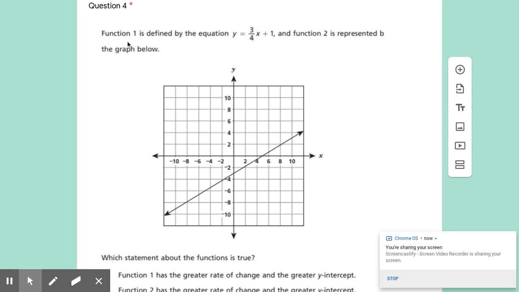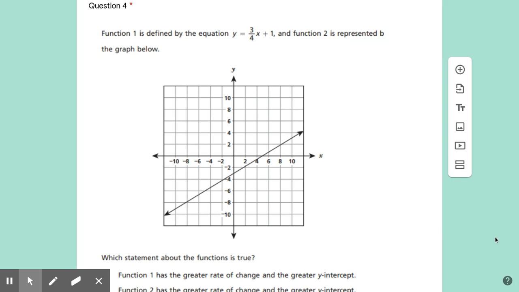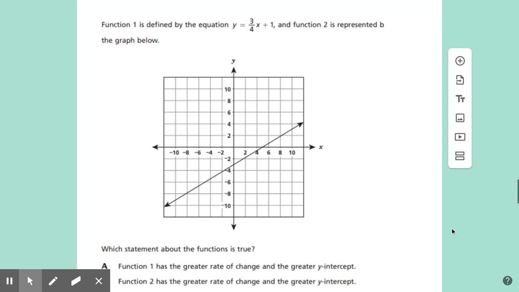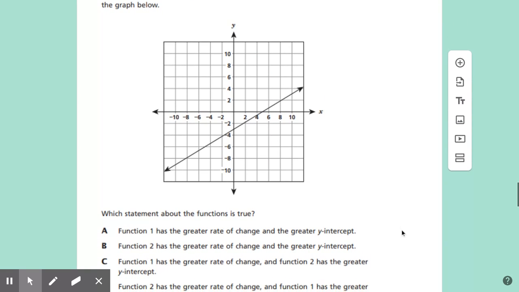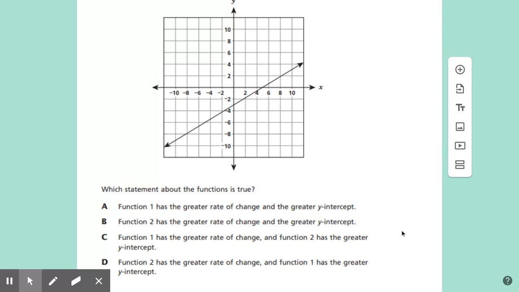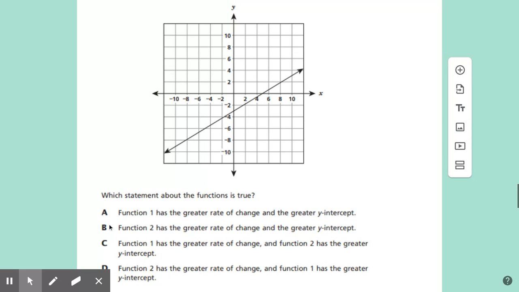And remember, this one for function 1, this is a linear equation. In function 2, we see the line right over here. Okay, so now let's just go through 3 hints to help you to figure this out. But first, let's see what the question is asking. It says, which statement about the functions is true? It says function 1 has a greater rate of change and greater y-intercept.